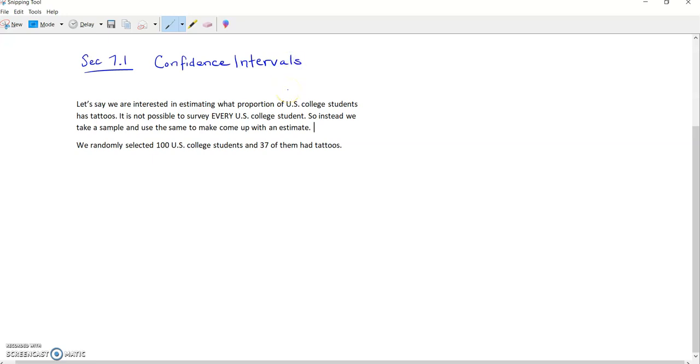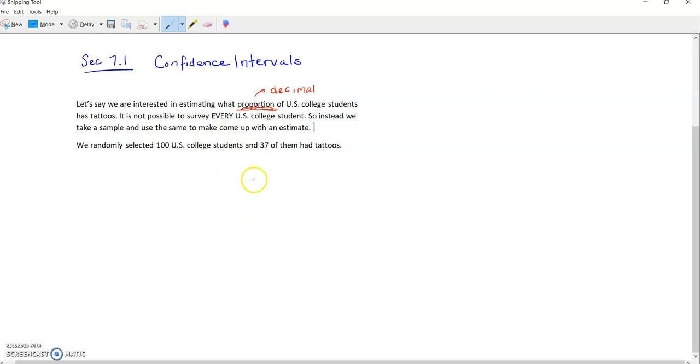So let's look at an example so we can talk about what this idea is, and then I'll show you how to use your calculator. Let's say we're interested in estimating what proportion of U.S. college students have tattoos. A proportion means what part of the college students have tattoos. A proportion is going to be a decimal between 0 and 1, right? If the decimal is 0.5, that would tell us that half of the college students have tattoos. That's a proportion.